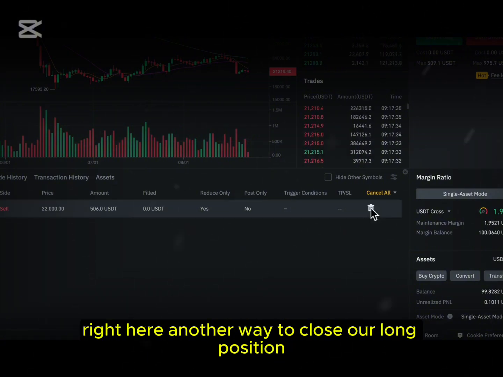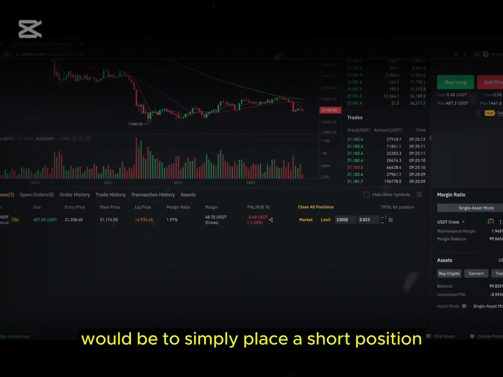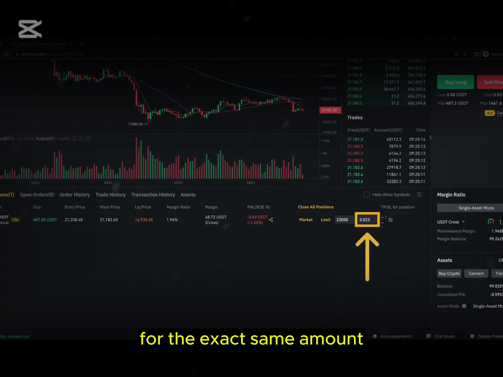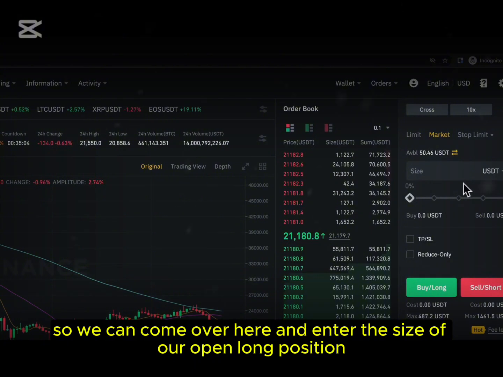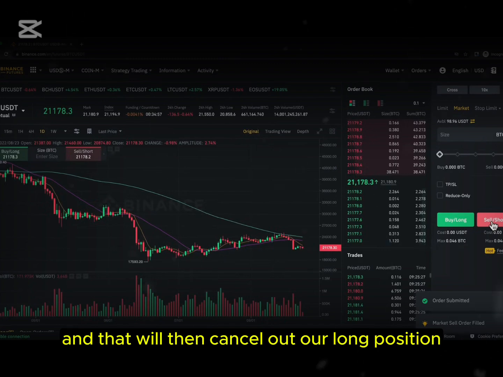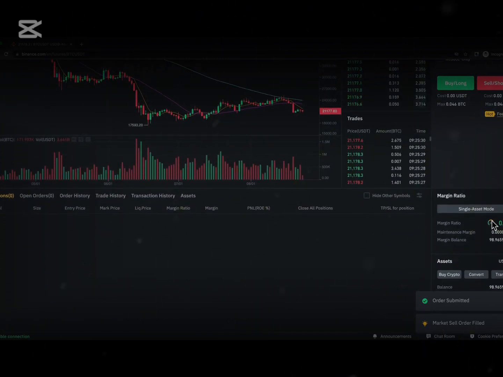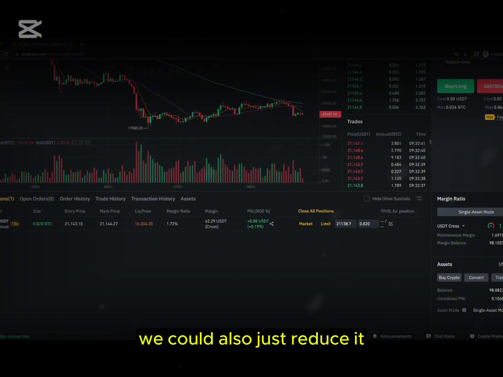Right here, another way to close our long position would be to simply place a short position for the exact same amount. So we can come over here and enter the size of our open long position. But now we will go short, so we click on Sell/Short. And that will then cancel out our long position. If we don't want to close our entire position, we could also just reduce it.